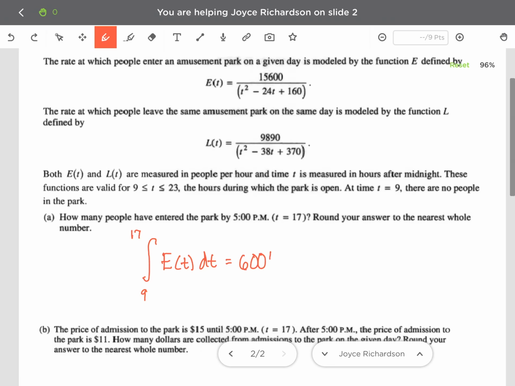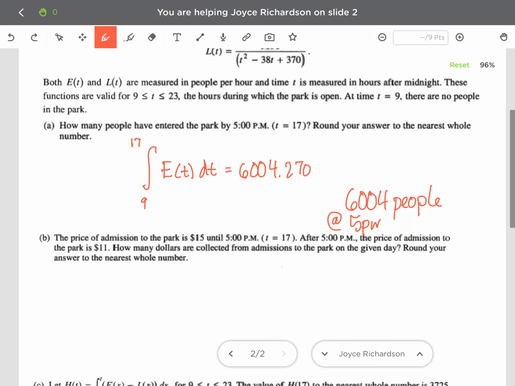And it says round to the nearest number of people. So this ended up being 6004.270. So approximately 6,004 people entered the park at 5 p.m.